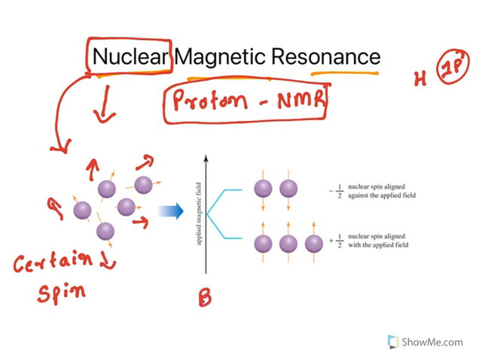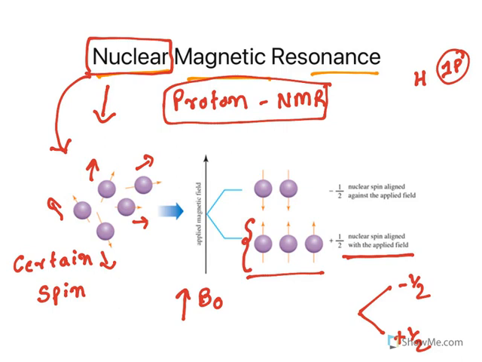When an external magnetic field is applied, these protons will be aligned in two orientations. Quantum physics says that the proton has two different orientations, one known as plus half and the other known as minus half. The plus half orientation is according to the external field. The majority of nuclei will orient according to the external field because it has low energy. Low energy means more stable.